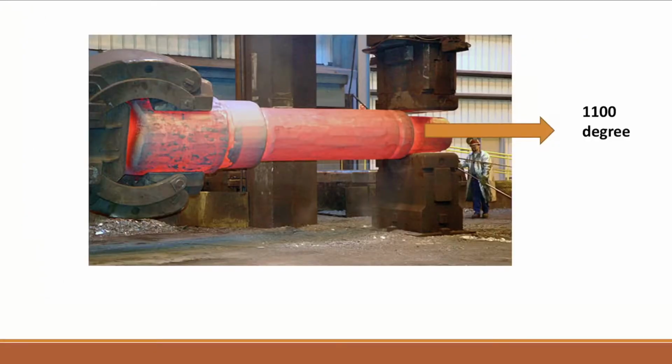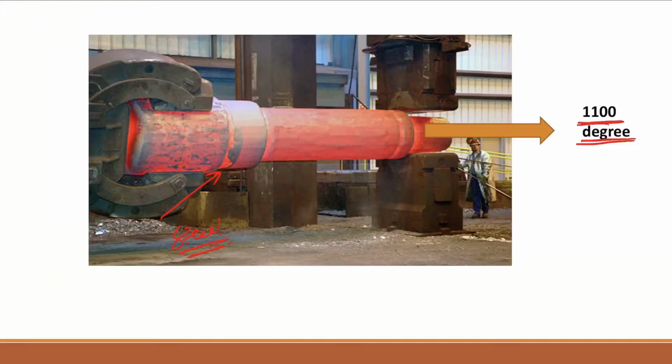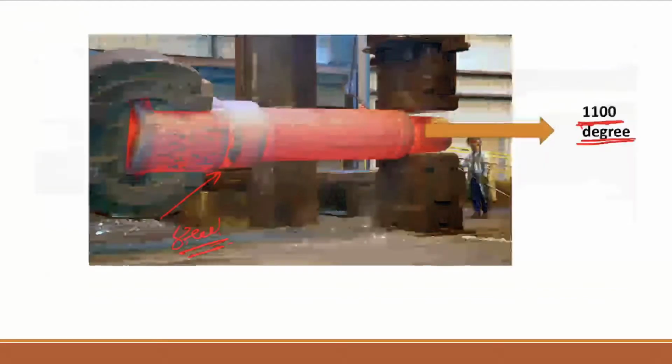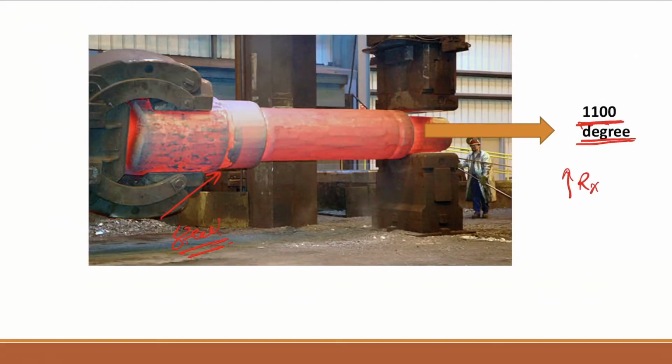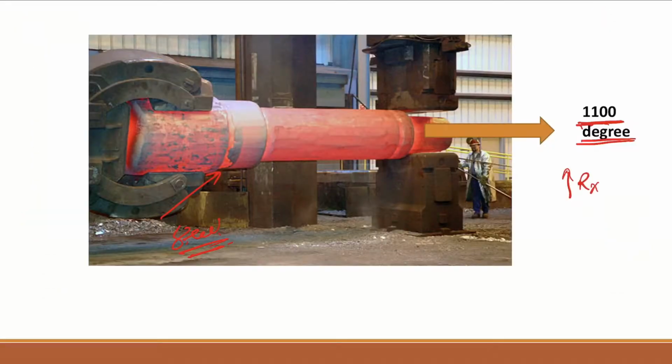Now as you can see here, this is a steel rod. Basically this rod has been heated up to 1100 degrees Celsius, which is above the recrystallization temperature. Now this steel specimen is ready to be forged. You can see these are the forging hammers. So the pressure is applied and the desired shape is obtained.